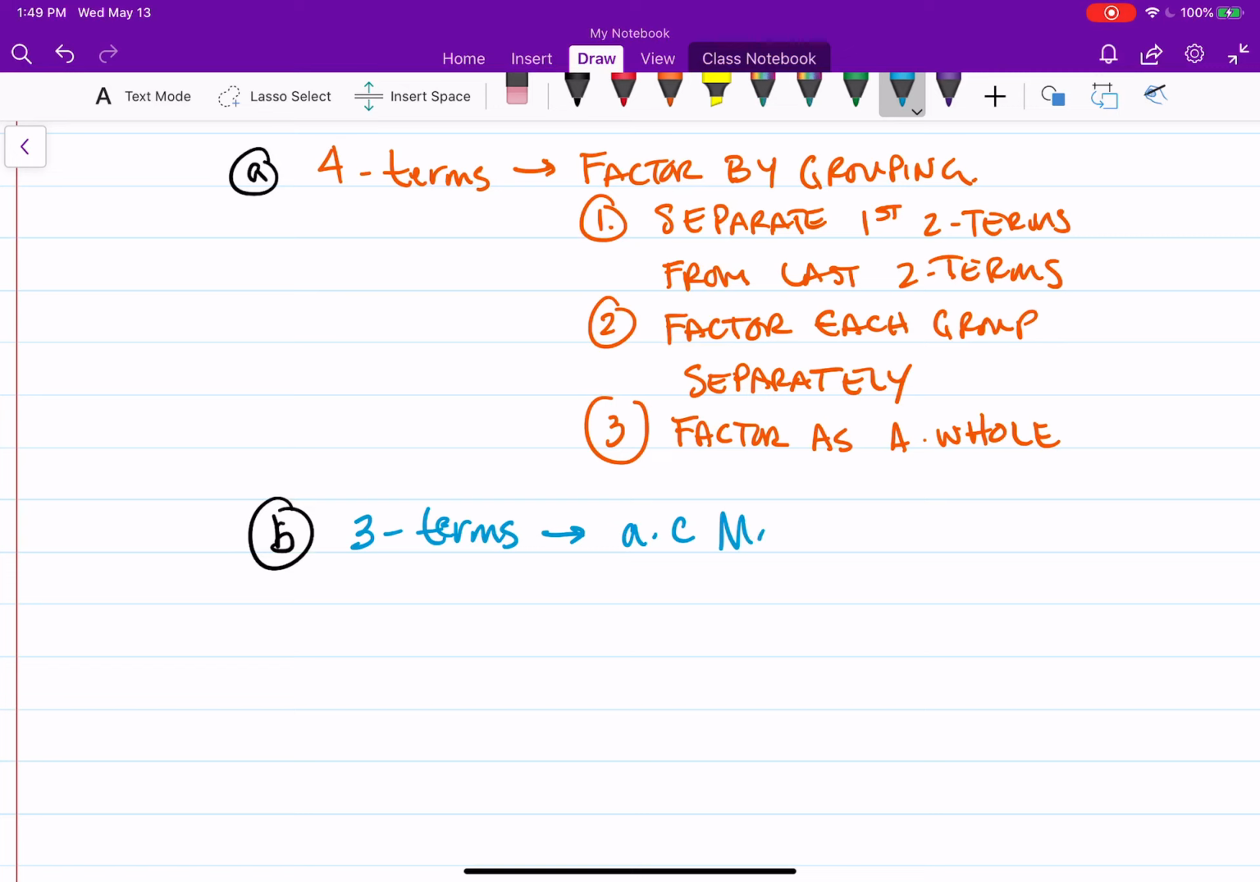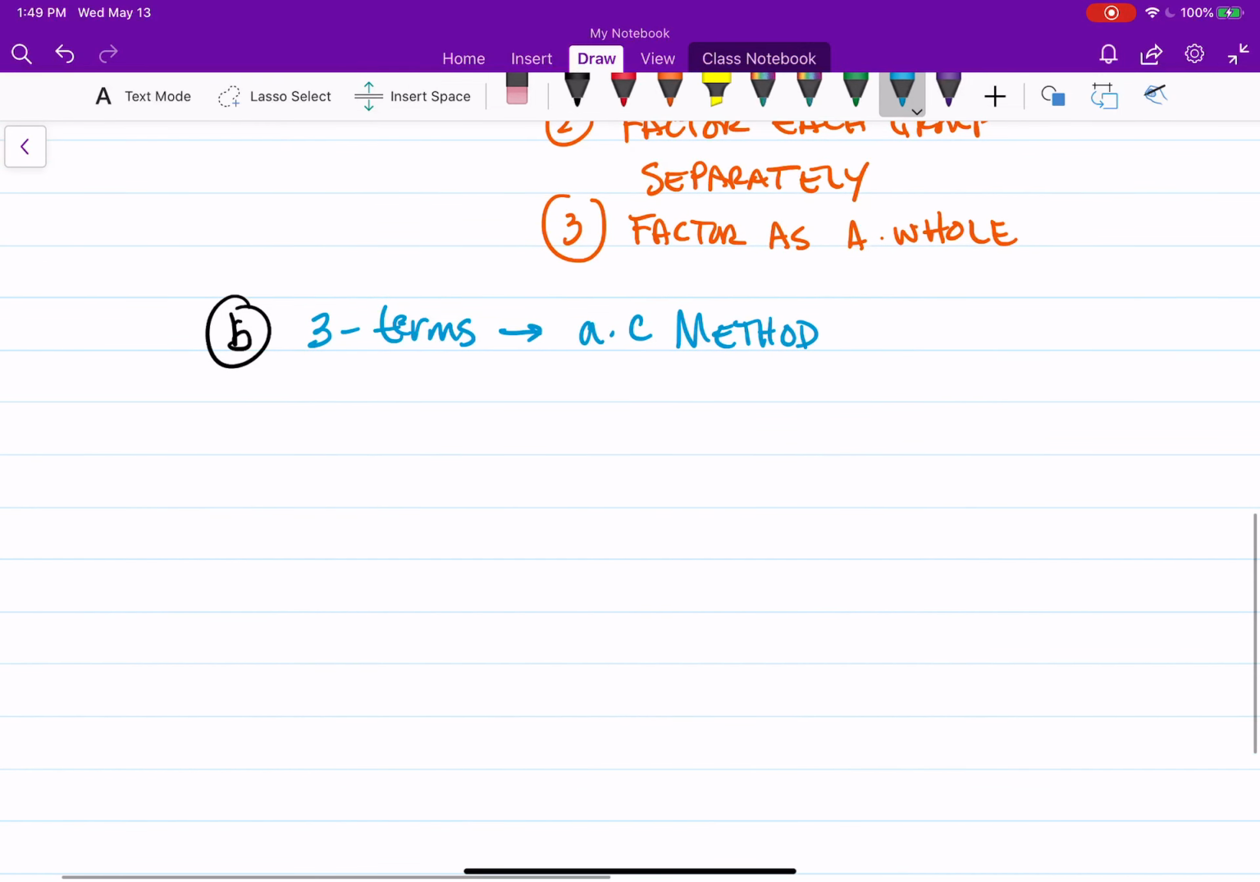The AC method. Or the trial and error. The AC method, what was step 1? Step 1 was finding A times C and B, right? And we're looking for two numbers multiplied together to give you the product of A times C, and the same two numbers added together, or the sum of those two numbers, will give you B, right?